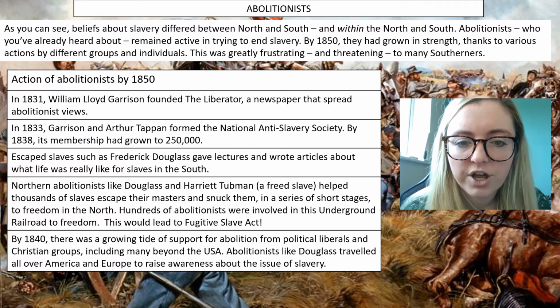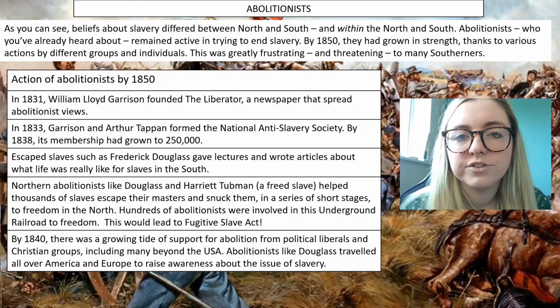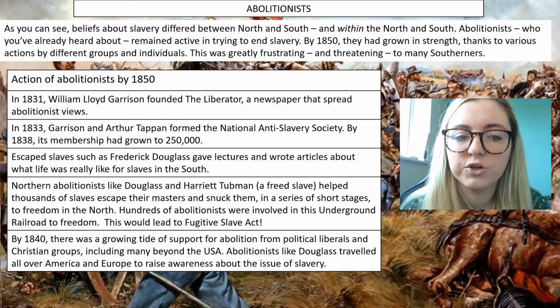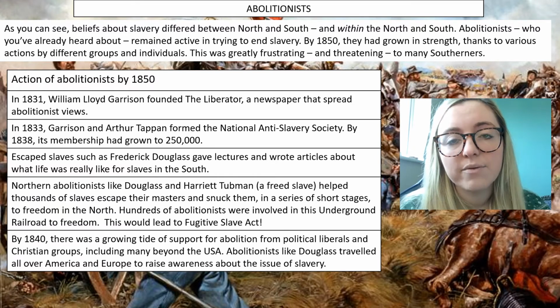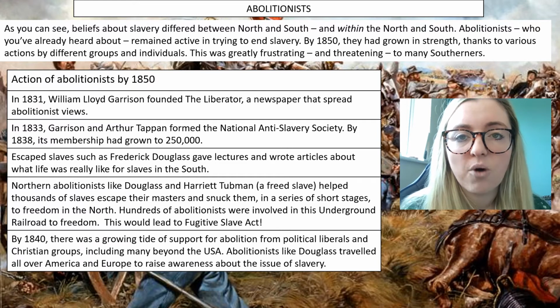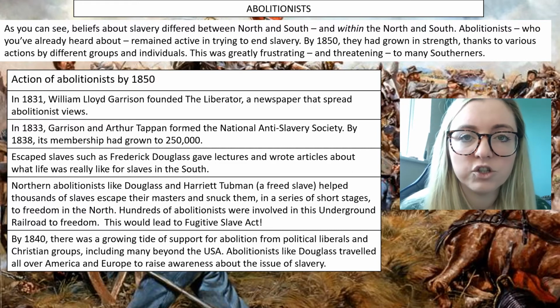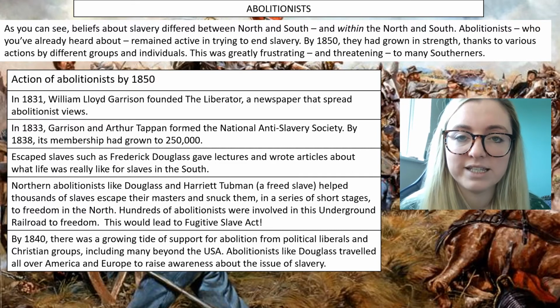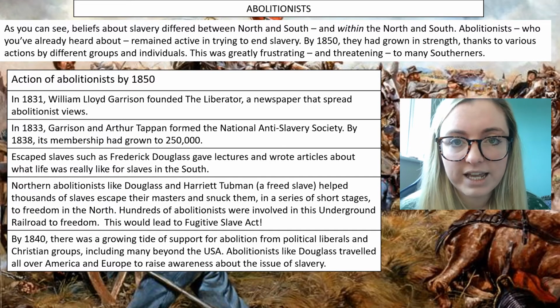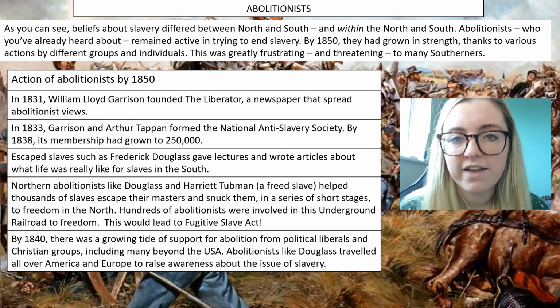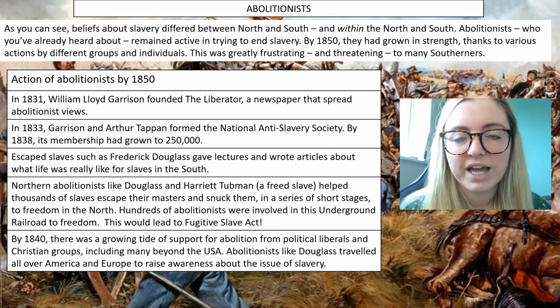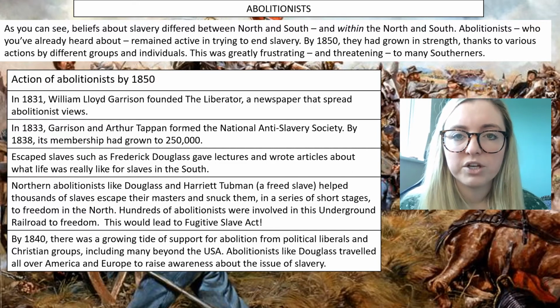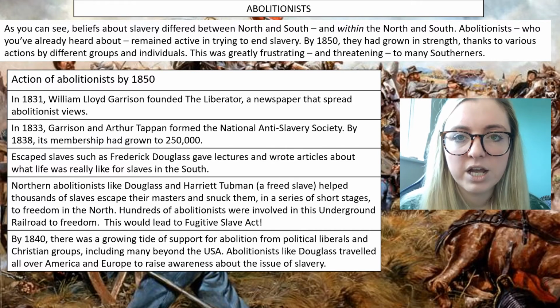The ones that I'm going to focus on for the moment are the Northern abolitionists Douglass and Harriet Tubman, who were freed slaves. They helped slaves to escape from their masters in a system of underground railroads, in which they freed slaves from plantations and took them to be free in the North, where obviously slavery was banned. This would ultimately lead to Clay's Compromise and the Fugitive Slave Act, but again this helps to build up tension between the South and the North, because the South believed that the North were collaborating with Tubman in order to free these slaves.